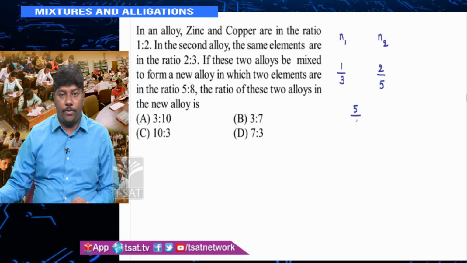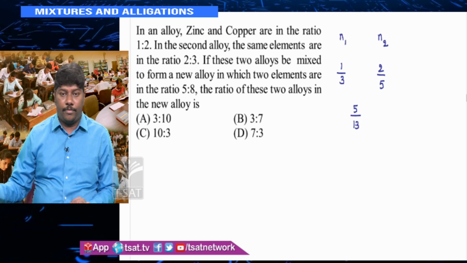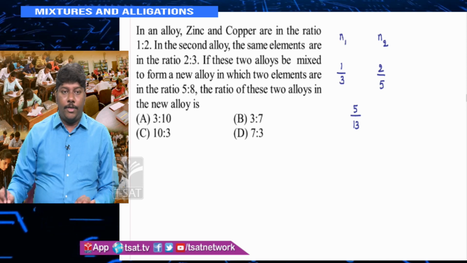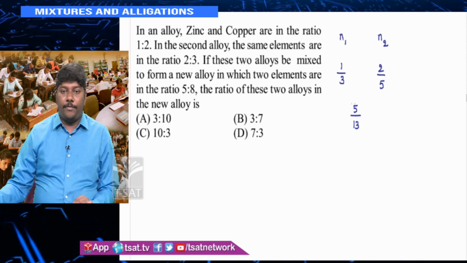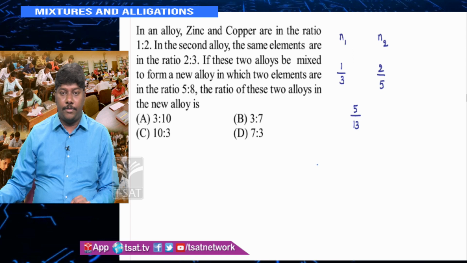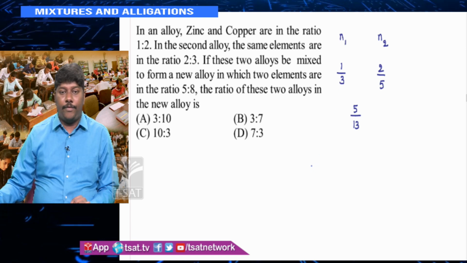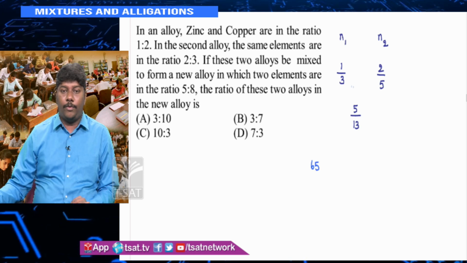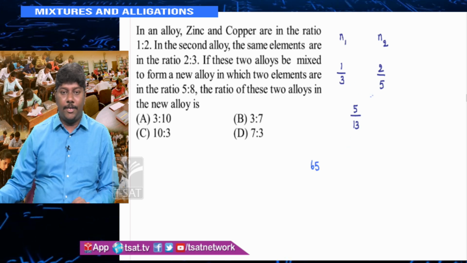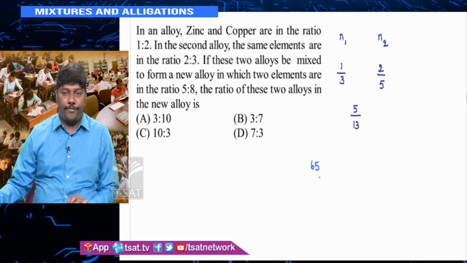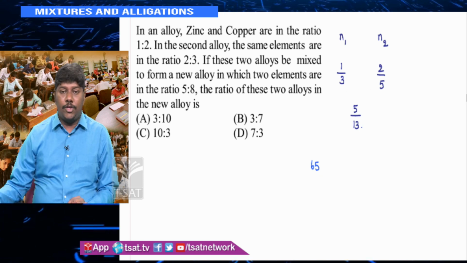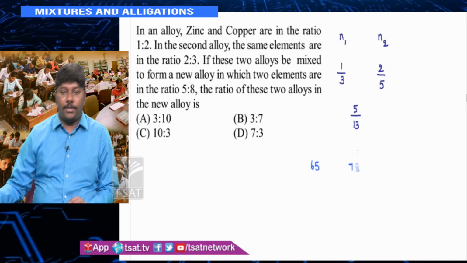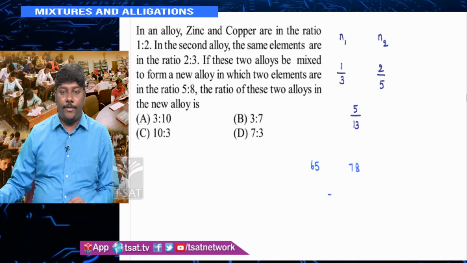I am concentrating only on zinc, right? You can multiply everything with 3 into 5 into 13. Instead of solving it in fraction, I can solve it in values. I would say 3 cancels, so 5 into 13, 65. I am multiplying everything with 3 into 5 into 13. So 13 into 5 will be left out, it will be 65. In the second case, 3 into 13, 39 will be left out. So 39 into 2 is 78. Here only 3 into 5, 15, therefore it is 75.